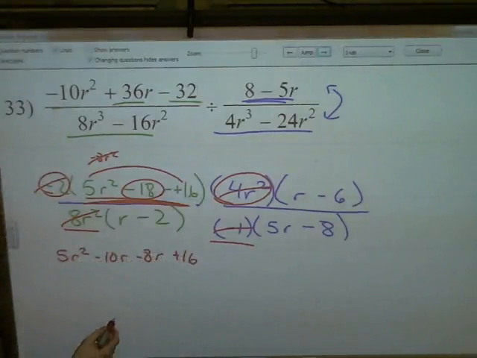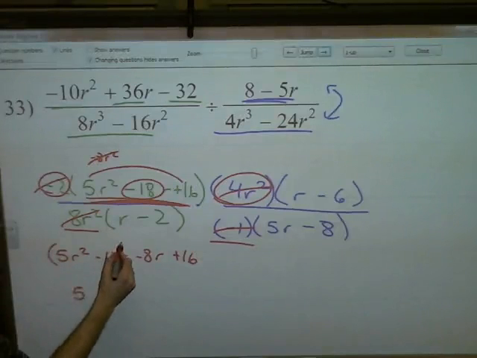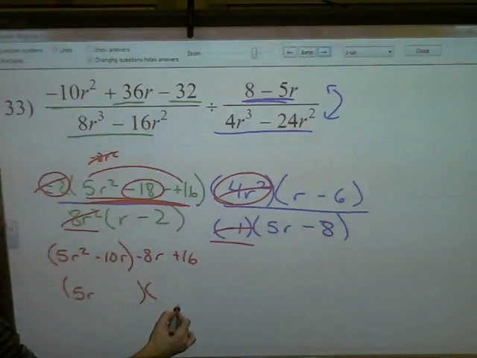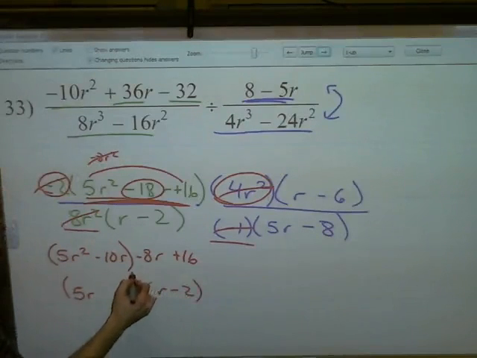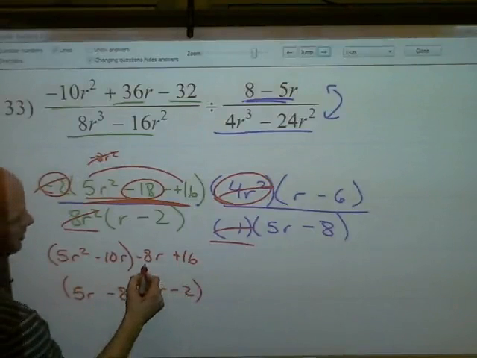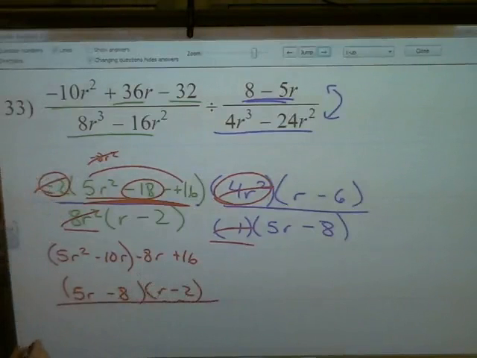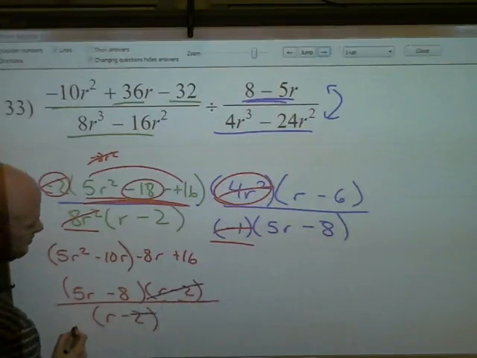So the top of this fraction is going to then be, from the first set of parentheses, a 5r can come out, leaving me with an r minus 2. And from the second set of parentheses, a negative 8 can come out, which again will leave me with the r minus 2. Now that's the top of the first fraction. We've already gotten rid of the negative 2 that was out in front. The bottom of the first fraction is only this r minus 2, which will then cancel.